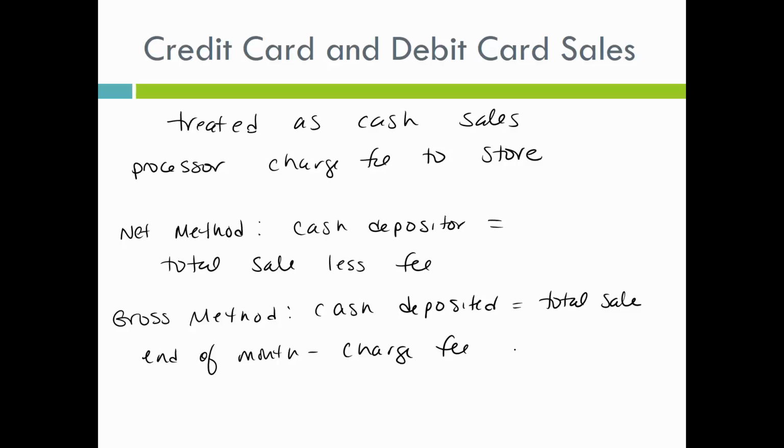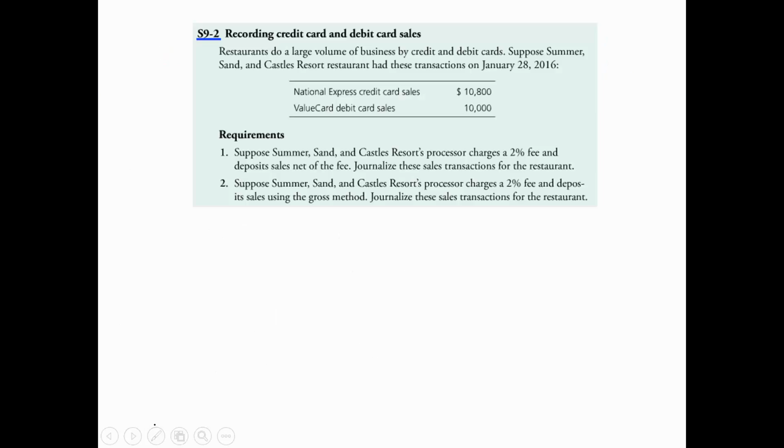So let's do one transaction here where we're looking at credit and debit card sales. This restaurant does business through both credit and debit card sales, and suppose that they have these transactions for January. In the first one, let's say they charge a 2% fee and you use the net sales method.